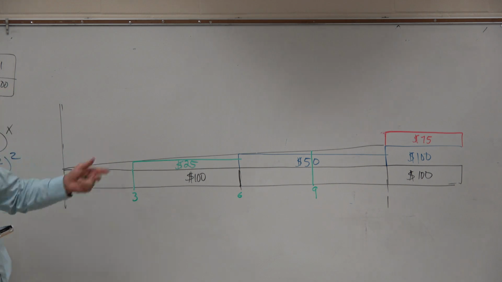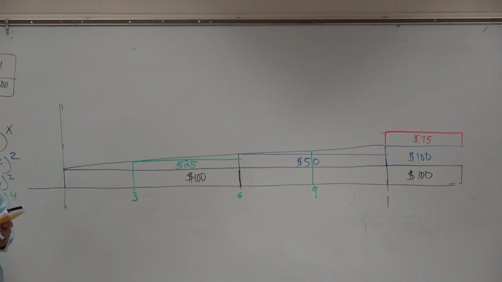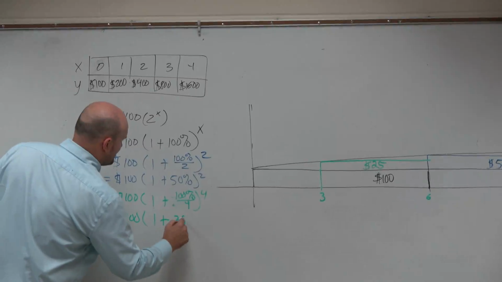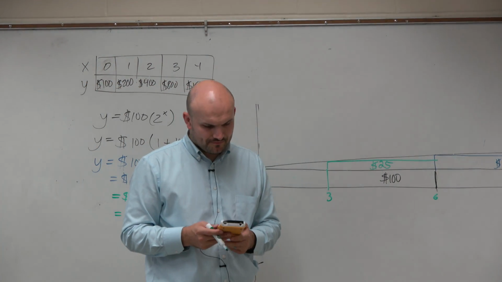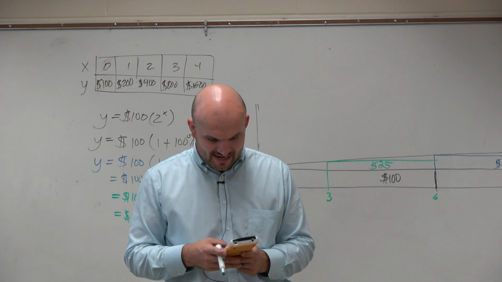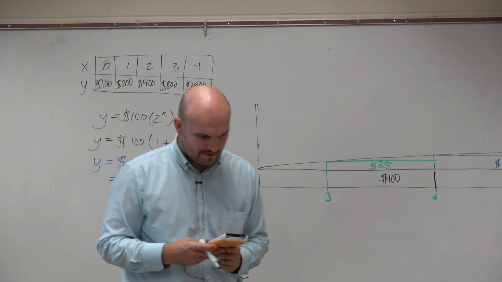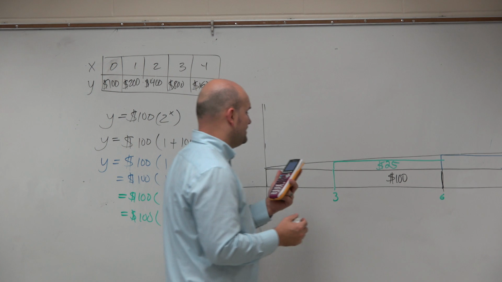And I'm sorry, my graph is not going to be all working from there. So therefore, I have $25. Then do 125 times, oops, I forgot to write what this equals. Times 1 plus 25%. You OK, James?